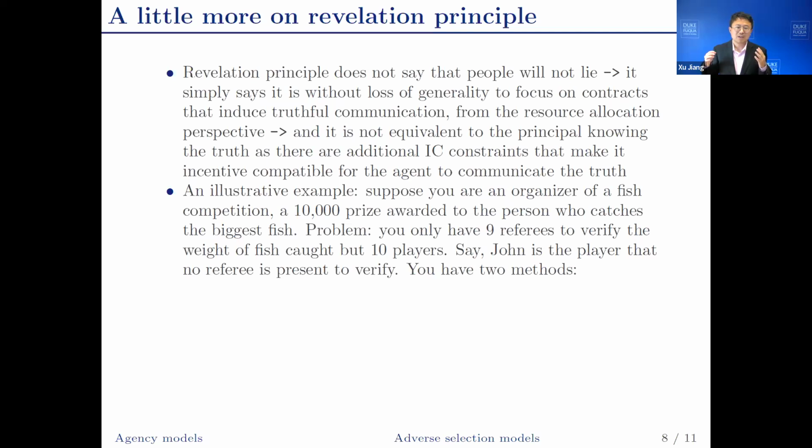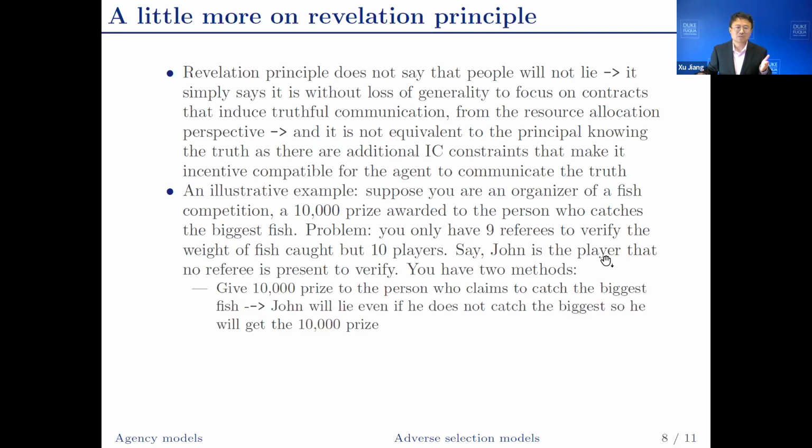So now we have 2 ways to deal with this. The first is I would just say I give the $10,000 prize to the person who claims to catch the biggest fish. In this case, John is always going to lie. John is going to come up with some very large number that the other 9 participants are not able to catch with the referees' monitoring. So in this case, John is going to get the $10,000 prize, even though John may not catch the biggest fish, because John is always going to lie.